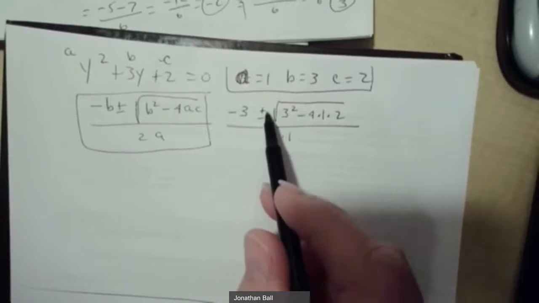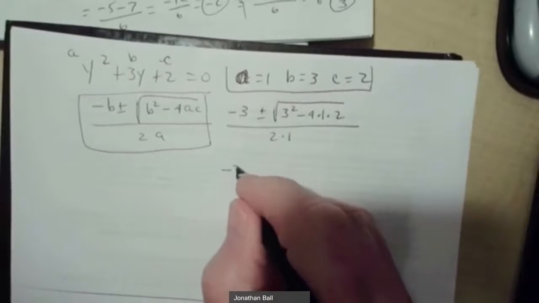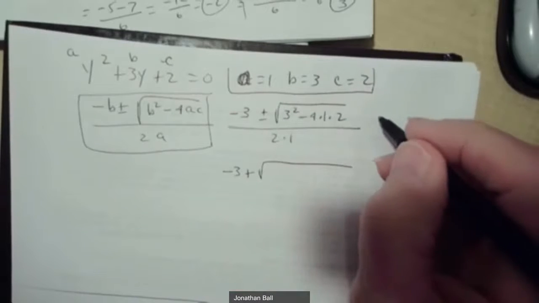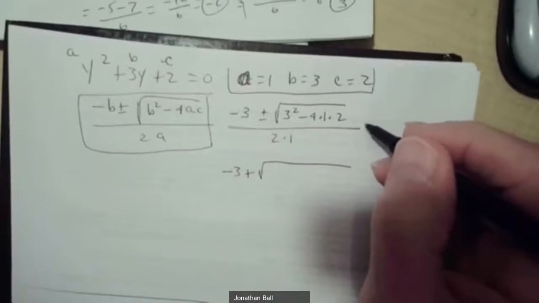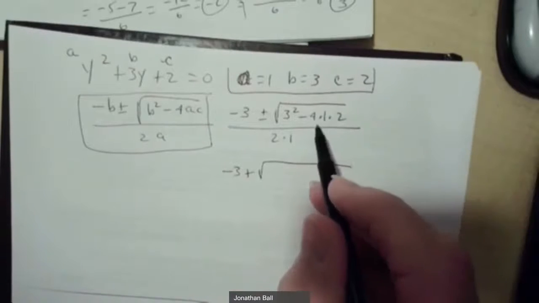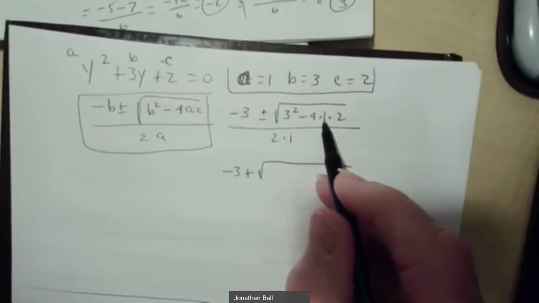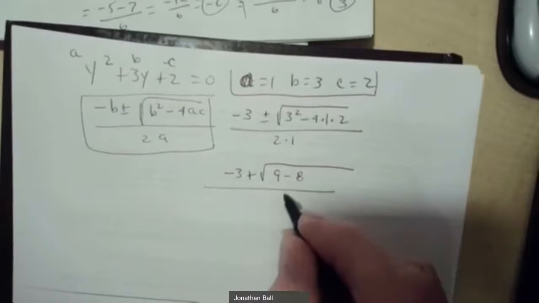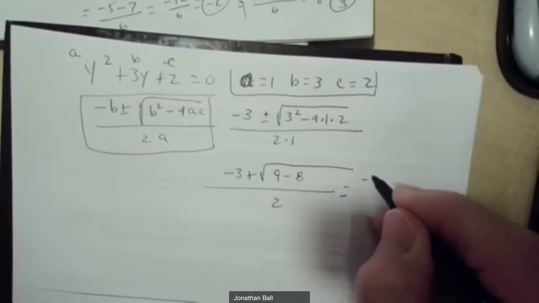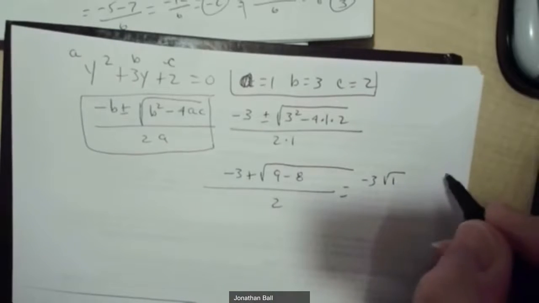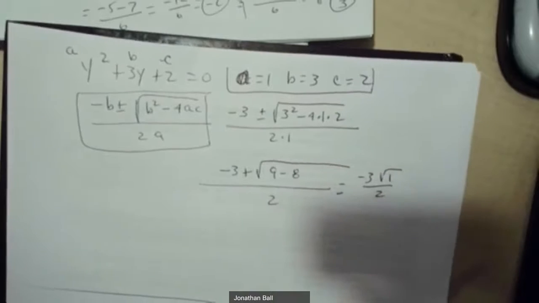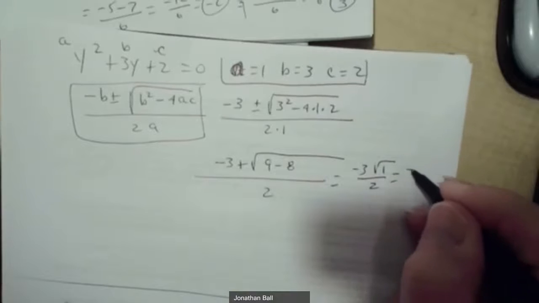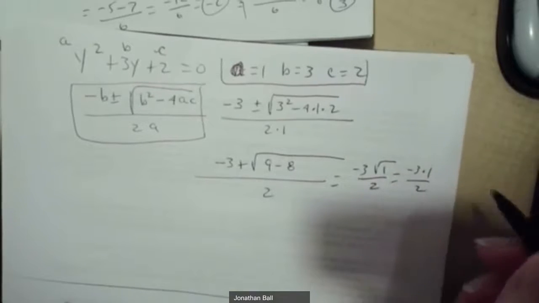Okay, so let's do the plus first. So negative 3 plus the square root of, is that 9 minus 8? Is that right? Let's see. Yeah. So it's 9 minus 8 over 2. Now this equals negative 3 plus the square root of 1 over 2. The square root of 1 is 1. So we have negative 3 plus 1 over 2.